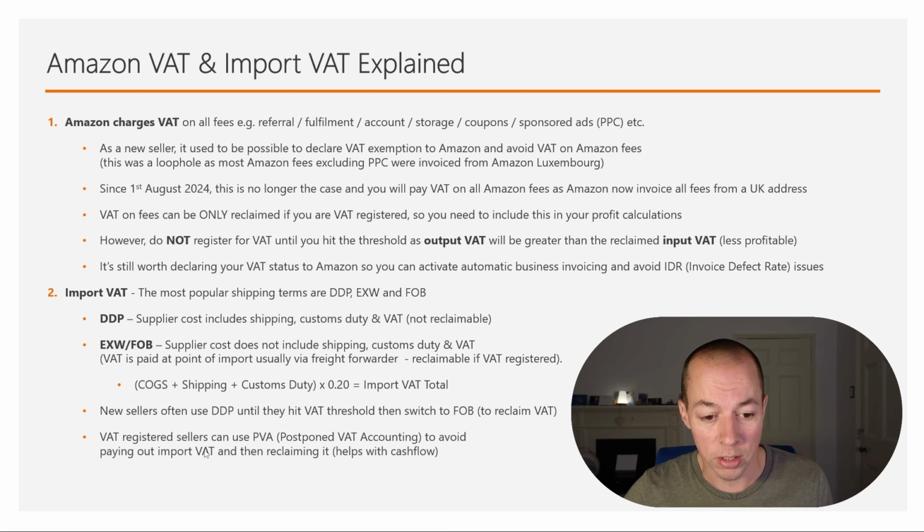Now, VAT registered sellers can use PVA, which is postponed VAT accounting, which is a new thing since Brexit. And this allows you to avoid actually having to pay out that import VAT and then reclaiming it. So instead of having your shipment, the goods arrive at a UK port and then you spend a few £1,000s on VAT with a freight forwarder, and then in your quarterly VAT return, you claim that money back, you just use PVA accounting, so postponed VAT accounting, and then you just declare it in the quarter. So you never actually pay out that VAT. You just put it on the VAT return.